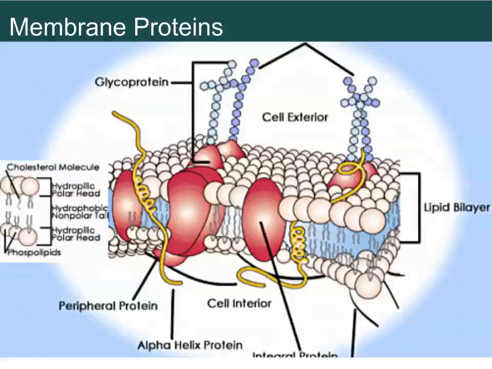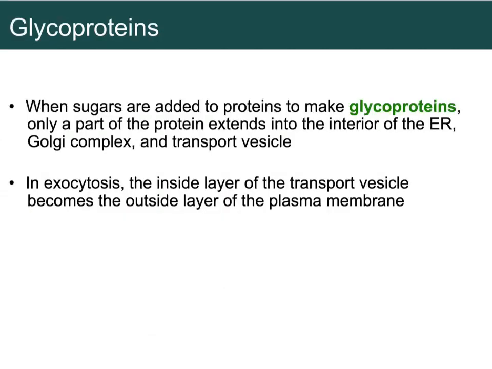Here they kind of ran out of room, but you can see right here, this one that doesn't go all the way through is a peripheral one. This one right here that goes all the way through is an integral protein, or a transmembrane protein, because it goes all the way through. And here, the ones with these extra sugars on them are called glycoproteins, because they're proteins with sugar on them. And that's what this talks about right here.